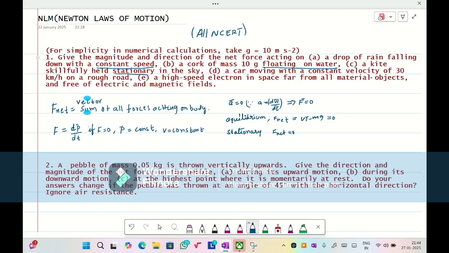Car moving with constant velocity. So here again constant velocity, same as the first option.